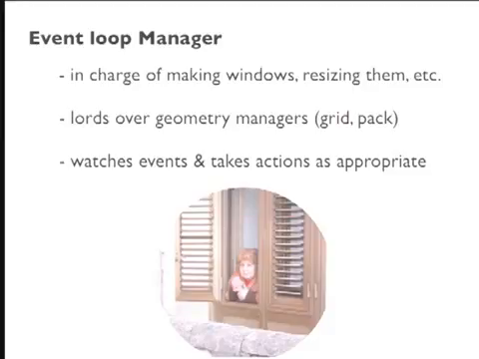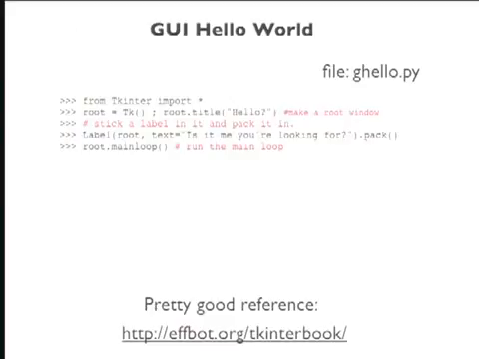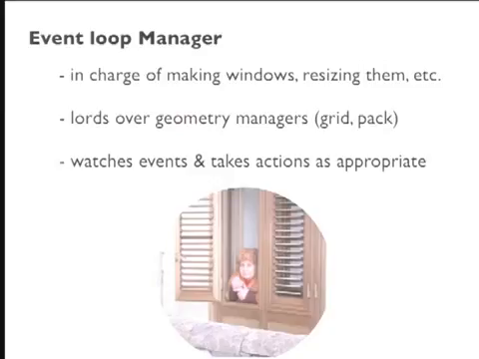All right, so what is this event loop manager actually doing when you're saying, as we said before, main loop, you're starting something running. That is in charge of making the windows, resizing them, etc. It looks over the geometry and tries to obey all the rules of how you packed your different widgets inside of your window. And it's the thing that's watching over, like this old lady looking outside of her window and yelling at the crazy kids downstairs when they're doing stuff they shouldn't be doing. It watches events and takes actions as appropriate. Perhaps calls the police or throws their water bottle at them.